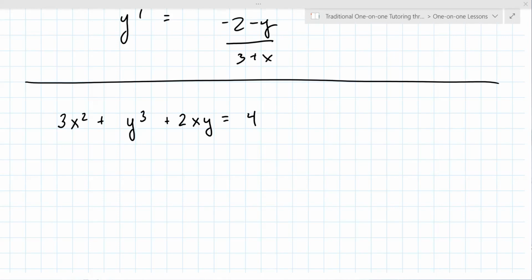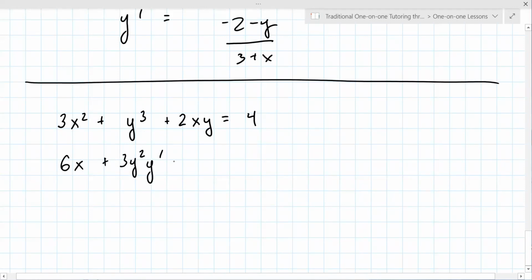Okay, how are you doing on this? So, I'm kind of confused. So it's 6x plus 3y squared times y prime, plus 2x times y prime. Do you think of it as 2x times y, or 2 times xy? I think of it as 2x times y. Okay, so it's product rule again. So it's 2x y prime plus y times 2, equals 0. Oh, okay, I got it right.